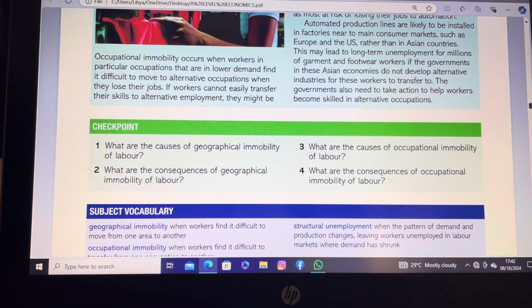So that is the end of the lesson. We talked about mobility of labor, we spoke about labor itself, we spoke about the supply and demand for labor, we spoke about occupational mobility of labor and geographical mobility of labor, we spoke about the barriers of geographical mobility of labor, we also spoke about the barriers of occupational mobility of labor as well as their consequences. So this is the end of the lesson.